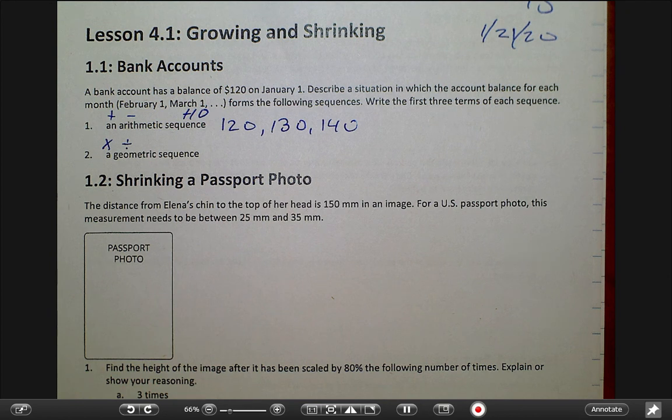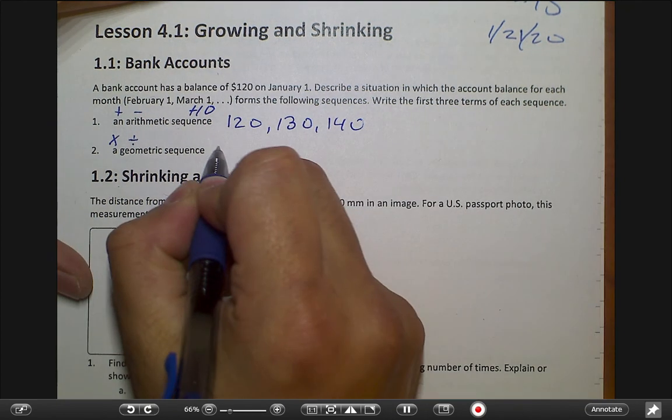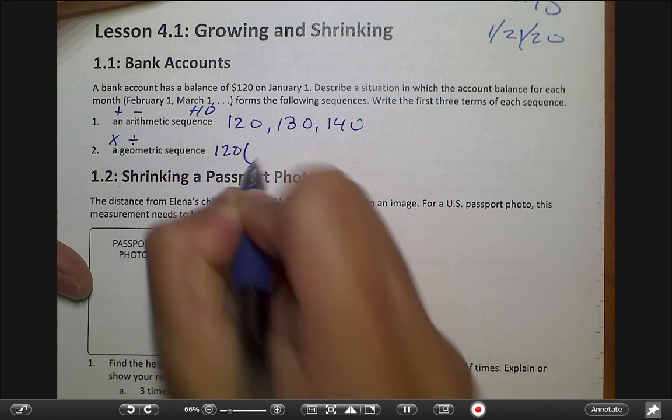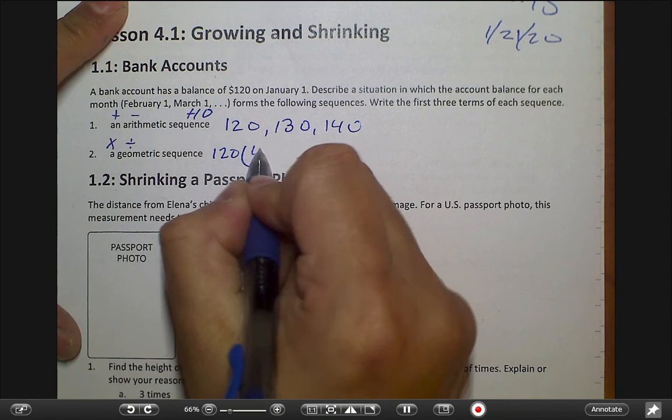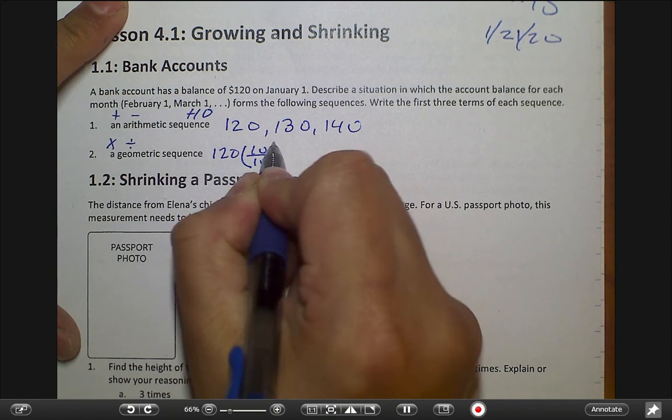Geometric sequence. So for a geometric sequence, let's say my bank account is earning 10%, because that's an easy one. So mathematically, it's going to look like this: 120. Now, how do I write 10% to be able to multiply it out? 10 over 100, right? Because the word percent means out of 100. So I'm going to do 10 over 100.